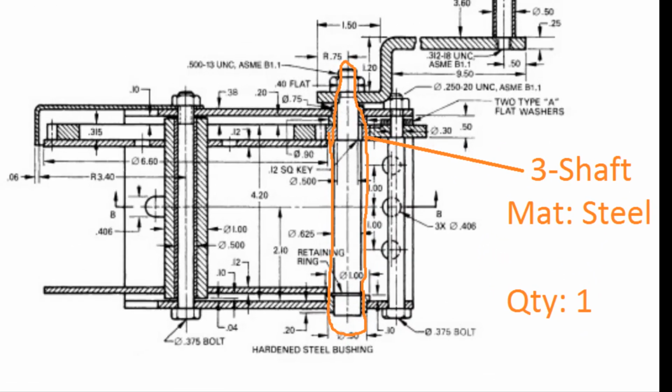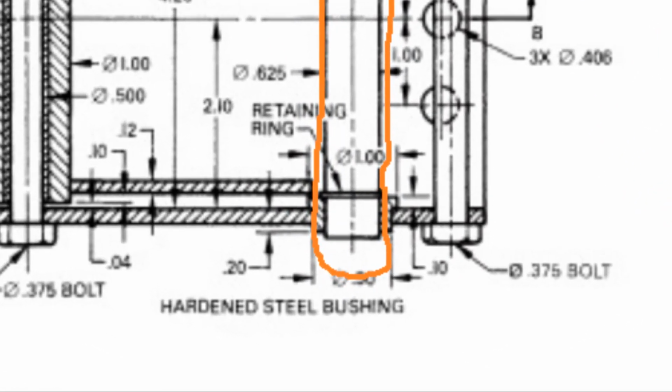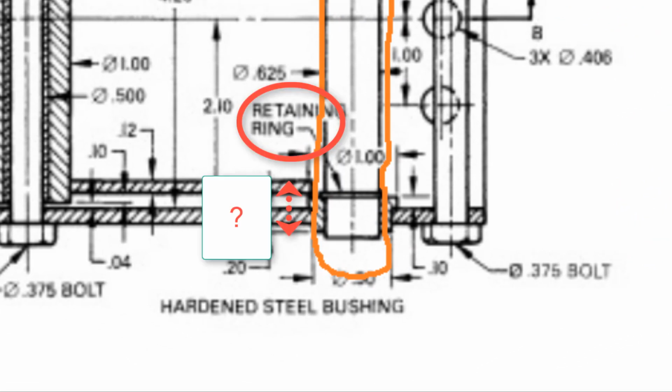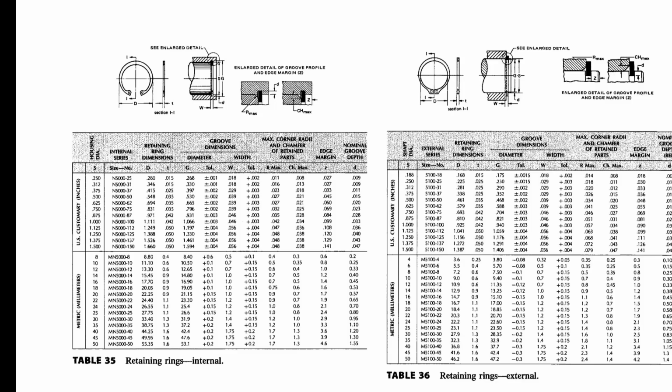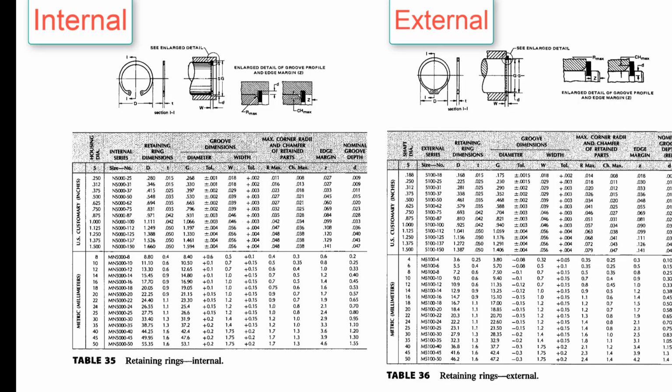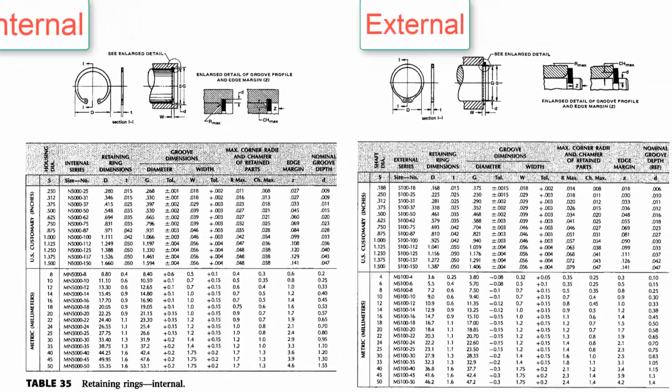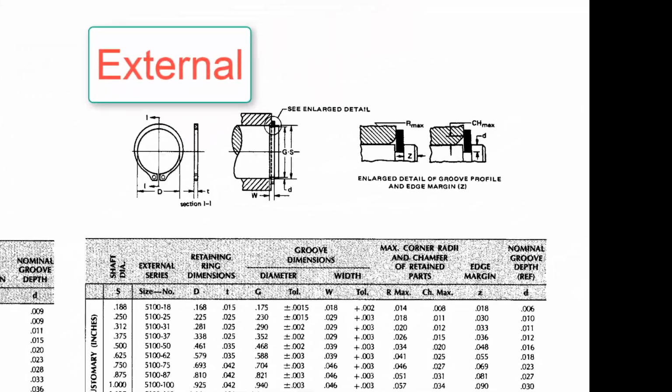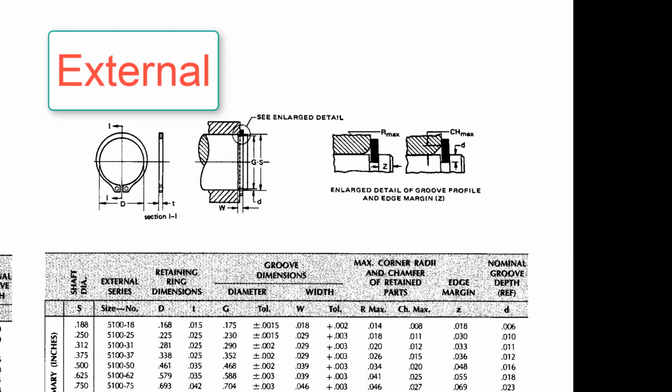The next missing dimension is our retaining ring dimension and its location. The retaining ring dimensions, we calculate and find from the tables shown on the screen. We have two types of retaining ring, internal and external. In our example, our retaining ring type is external ring. For this reason, we will use the table on the right side.